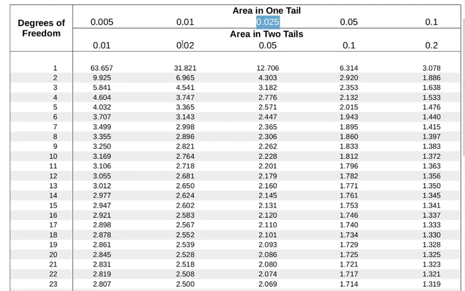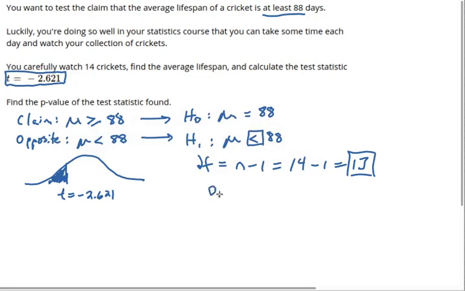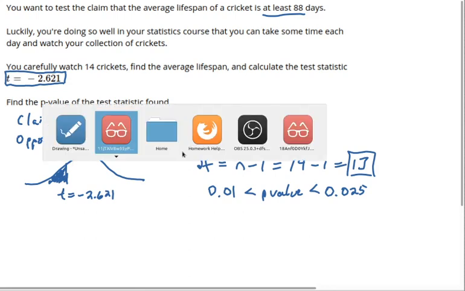If this was a two tail test, then I'd be saying my p-value is between 0.02 and 0.05. But as it is, left tail test, my p-value is between 0.01 and 0.025. Now most of the time, getting a range like that is going to be enough. But if we need a specific p-value, like we do on a lot of the homework questions, and this one in particular, I can use a spreadsheet.